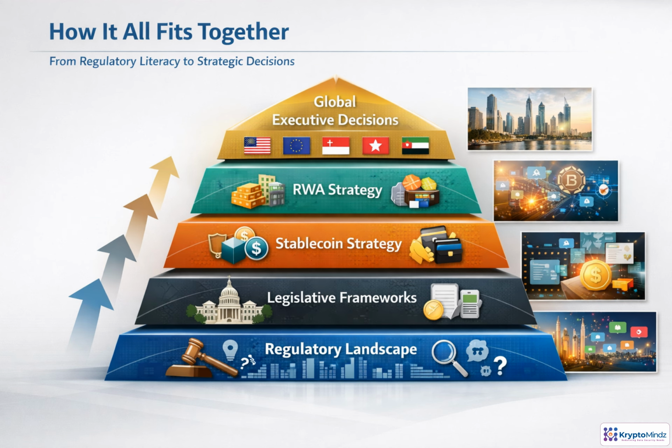Next, we apply the same lens to tokenized real-world assets, where legal rights, settlement, custody, and market access matter. Finally, we compare global regimes. The through line is simple. Regulation shapes market design, and market design shapes business strategy.